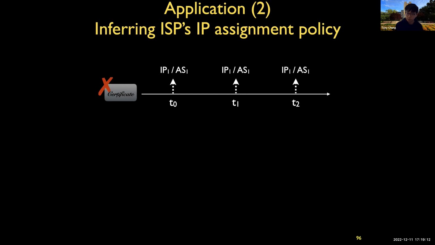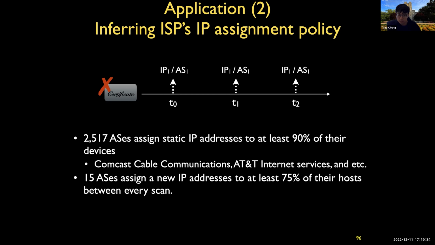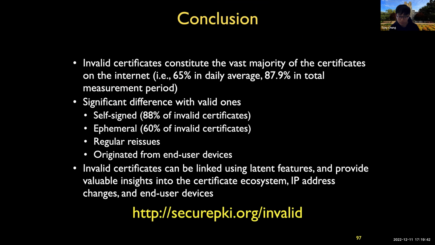And also using this approach, we can infer an ISP's IP assignment policy. Basically, we can tell whether this ISP changes IP addresses every day or every 6 hours or uses a static IP address. Okay. So what we found was, interestingly, 2K ASs use a static IP address, or 15 ASs assign a new IP address every day. So the conclusion is invalid certificates constitute the vast majority of the certificates on the internet.